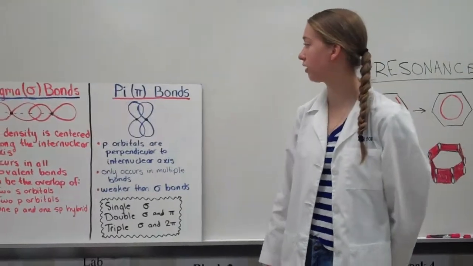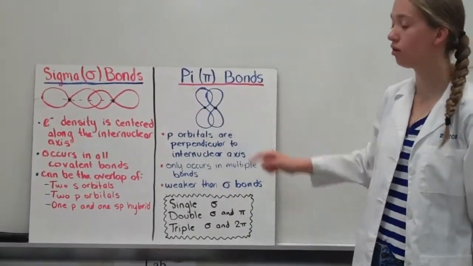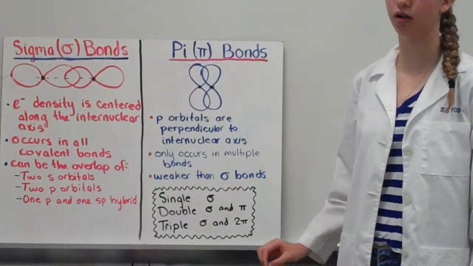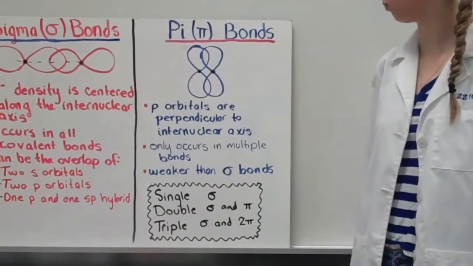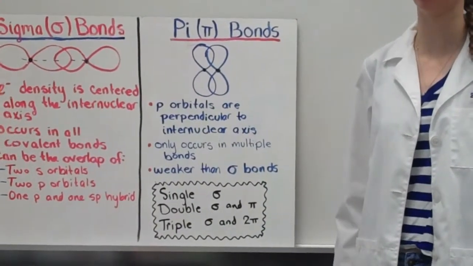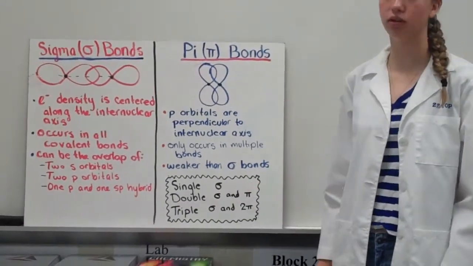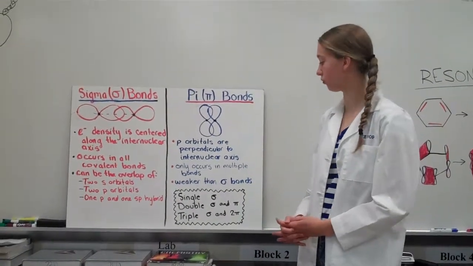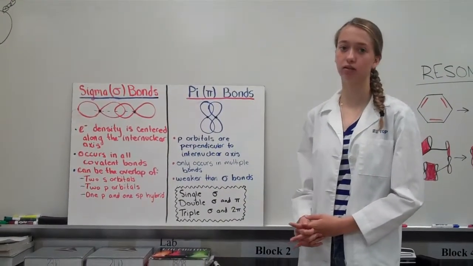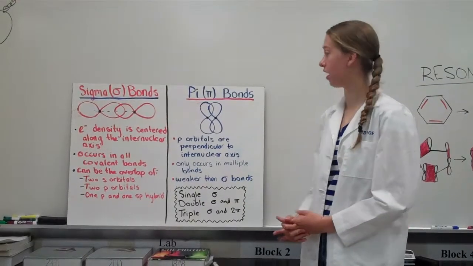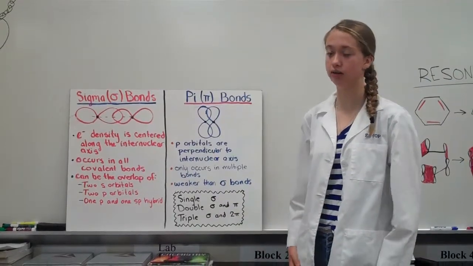In addition, there are pi bonds, which are perpendicular to the internuclear axis, so the electrons are not concentrated in the middle. They only occur in multiple bonds, and they're weaker than sigma bonds because they don't lie between the nuclei. In a single bond, you only have one sigma bond. But in a double bond, you have one sigma bond and one pi bond. Meanwhile, in a triple bond, you have one sigma and 2 pi bonds.